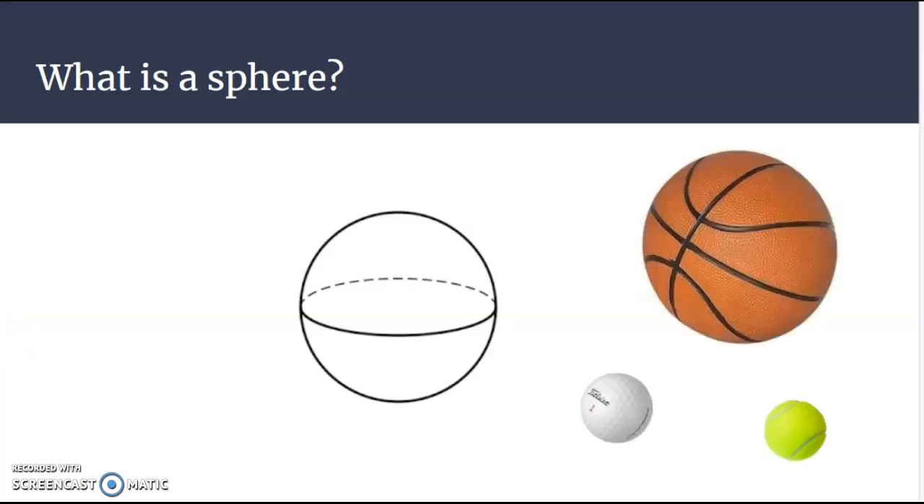We see spheres in everyday life. When you think of any athletic sport that uses some kind of ball, basketball, golf ball, tennis ball, those are examples of spheres, completely round, three-dimensional.